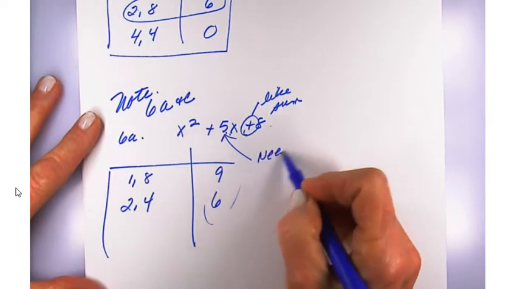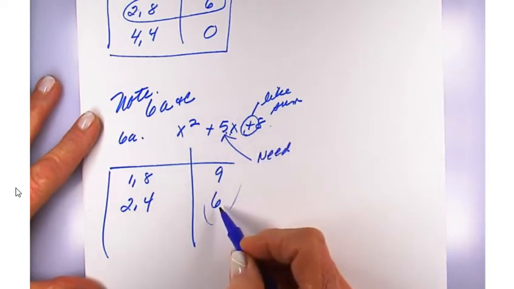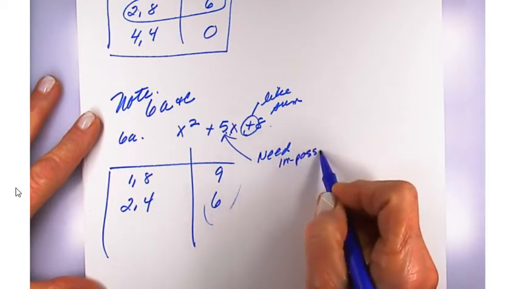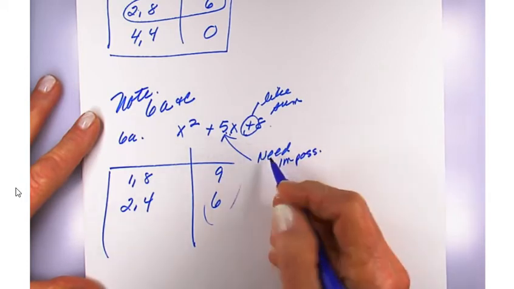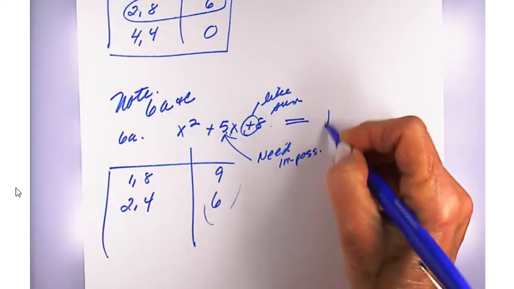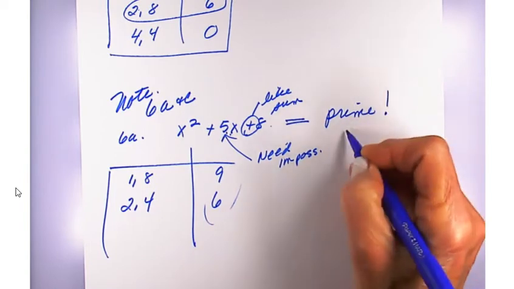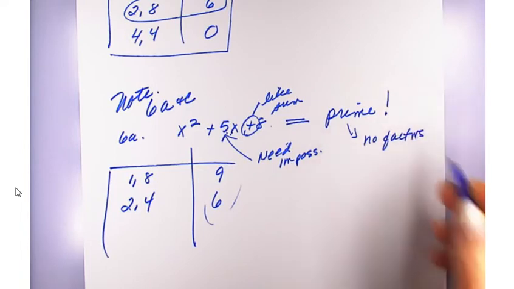But I can't generate a 5. It's impossible. I can only generate a 9 and a 6. Okay? So when that happens, that tells me that this trinomial is prime. That means no factors.